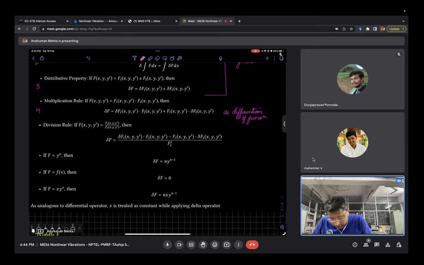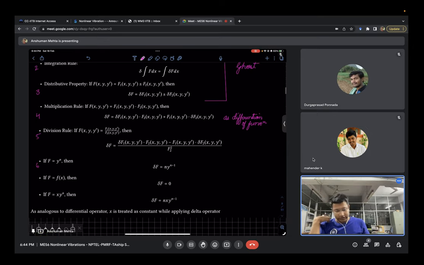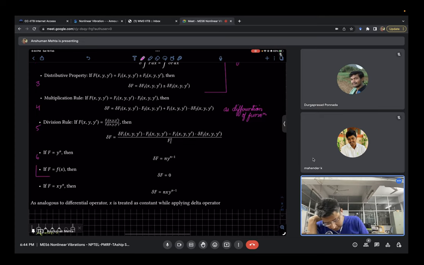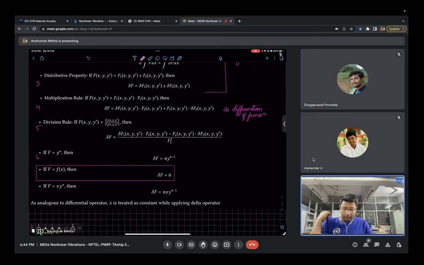The problem is this: fourth, fifth, sixth. There is no problem, you can easily understand properties 1 to 6. The seventh property is the main one. It says that if the functional is just a function of x, meaning there is no y, then the delta of that f becomes zero. So this is the main thing.